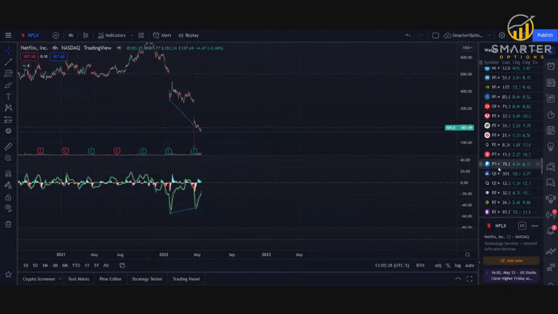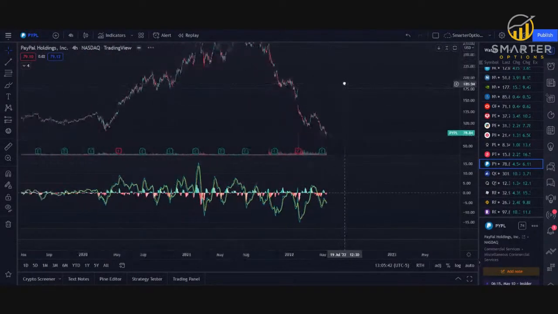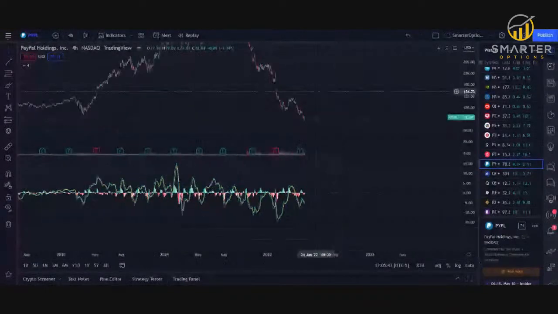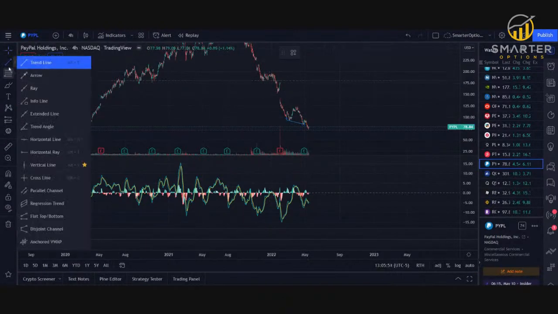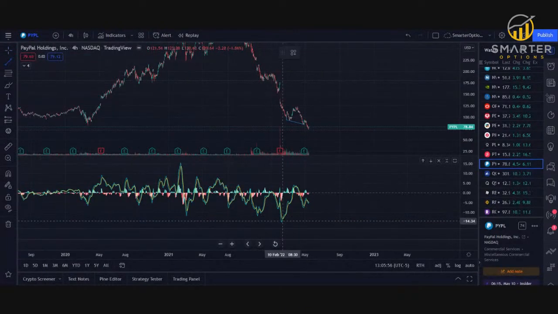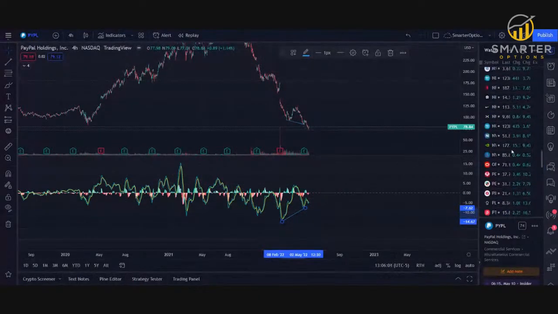Let's look at anything else we can find. PayPal. Same thing. We're getting a bullish div. Okay. We're getting lower lows, but we were getting higher lows. Okay. This is the sign of a bullish div setting up. Let's look at Microsoft.